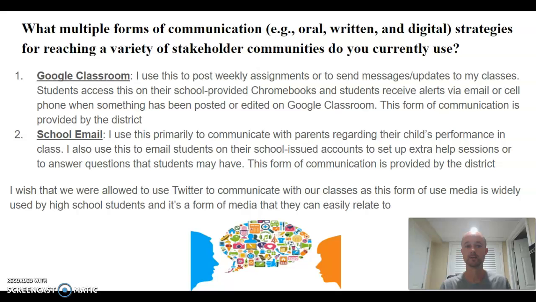The second form of communication that I primarily use is school email. I use this especially to communicate with parents regarding their child's performance in the class. I also use it to email students on their school-issued accounts to set up extra help sessions or to answer questions that they may have. And this form of communication is also provided by the district. I wish we were allowed to use Twitter to communicate with classes, as this is a form of media that's widely used by high school students. It's also a form of media they can easily relate to. However, our district does not allow us to use it.